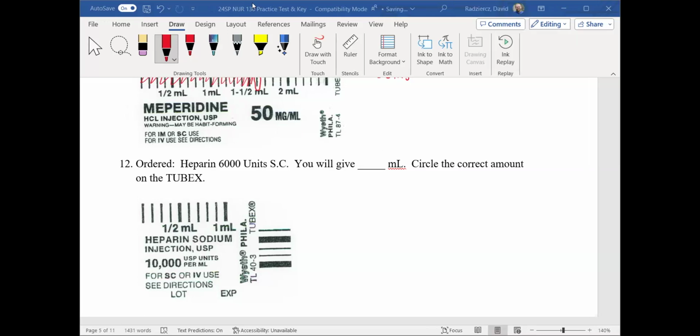Yep, and you guys, you're getting it. So yeah, 0.6 would be your answer, and then your mark would be right here, or circle, I guess. Perfect. Okay, good questions.